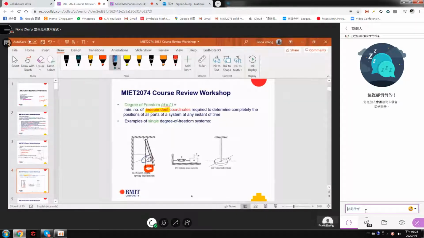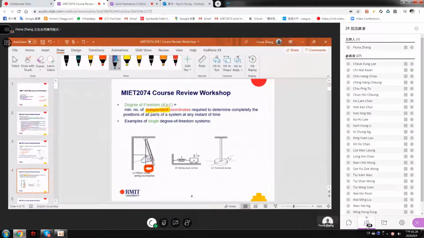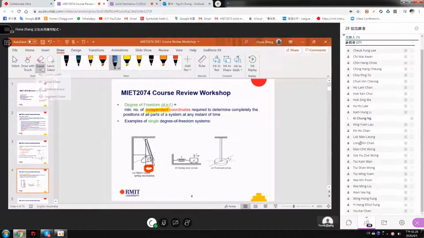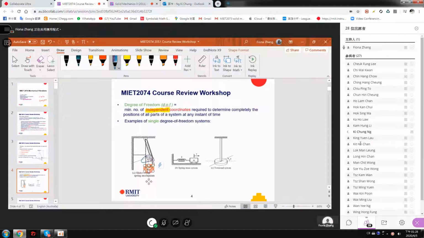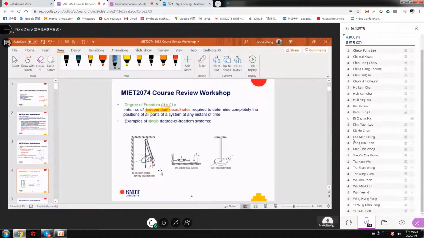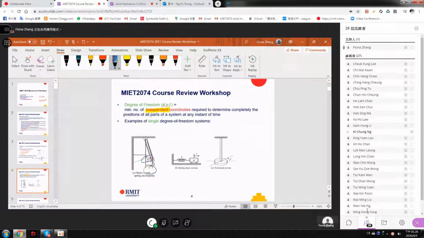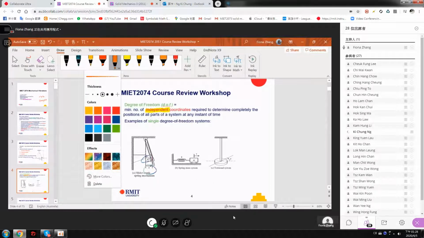You can see there are two coordinates to describe the motion, but you can see that these two coordinates are actually dependent on each other. So this is a rainbow. Let me find a better color. Okay.